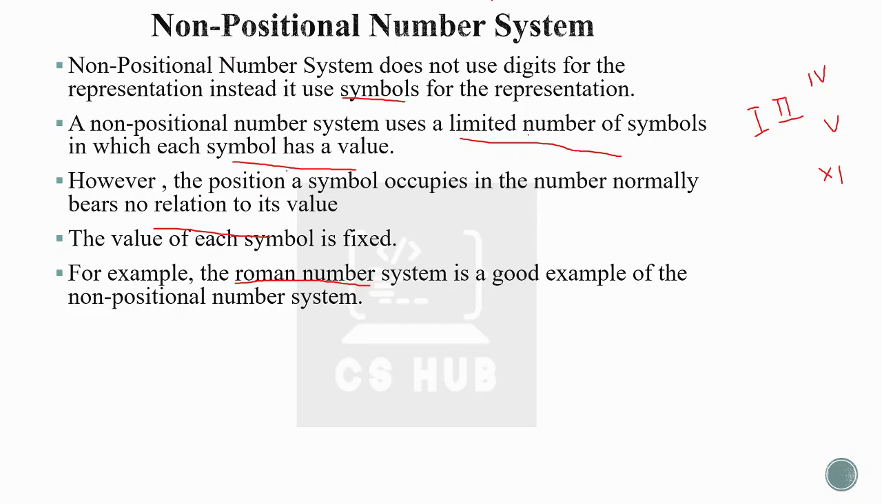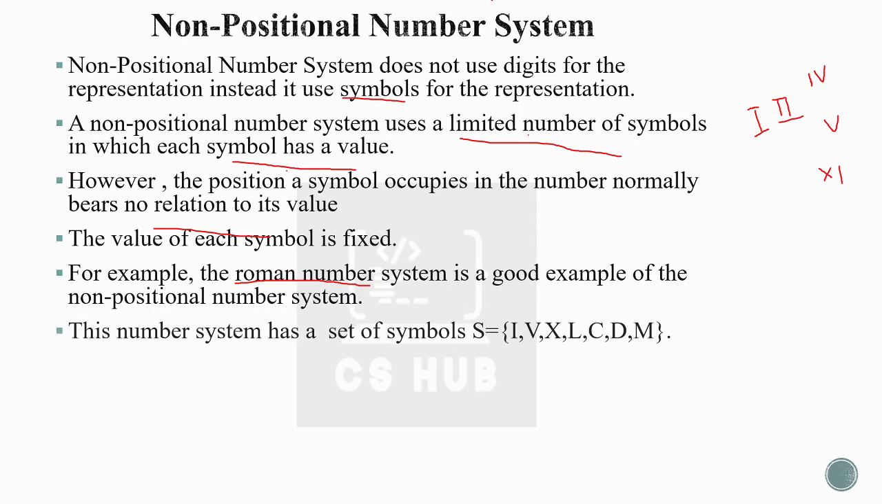So the non-positional number system uses symbols instead of digits, and it uses limited symbols, and each symbol has a value, and this value is not having any relationship with the position. The value of each symbol is fixed. The Roman number system is the example.